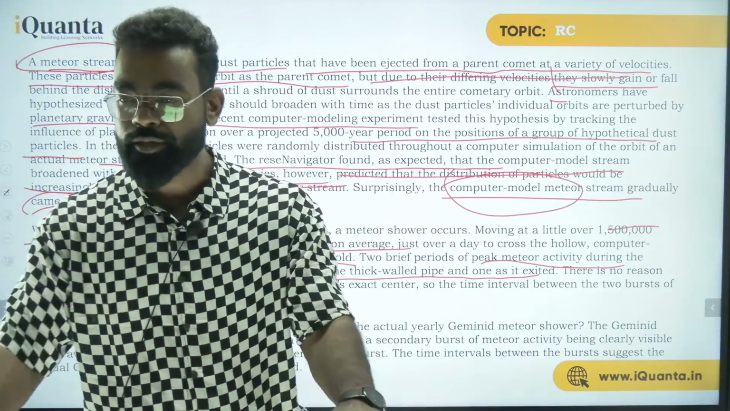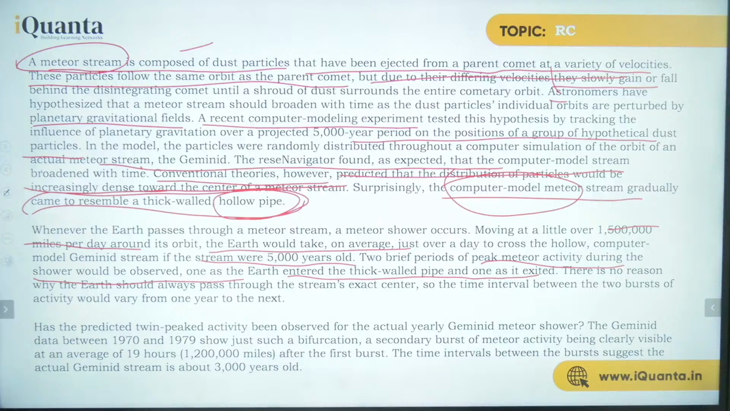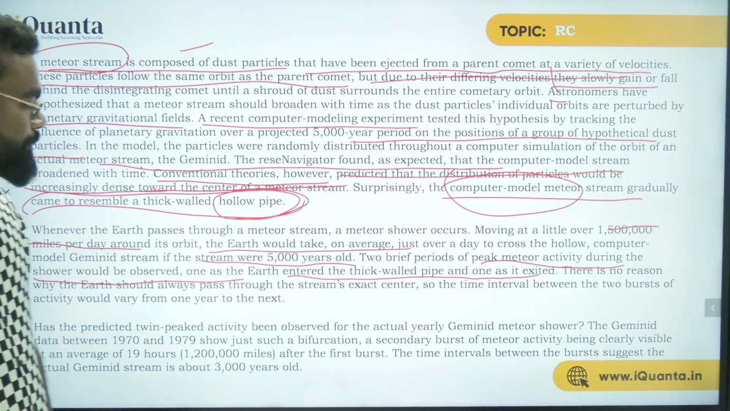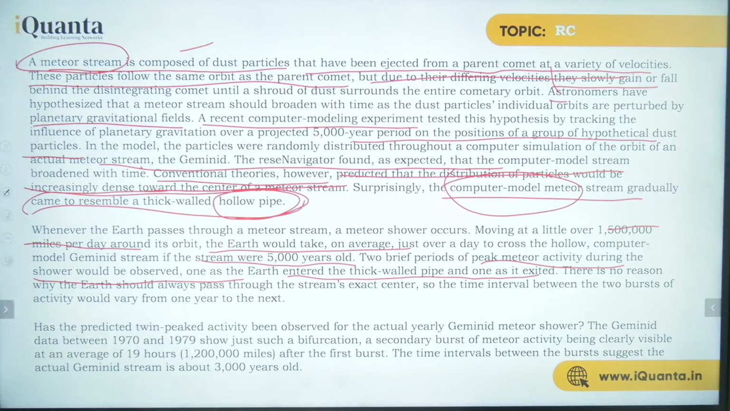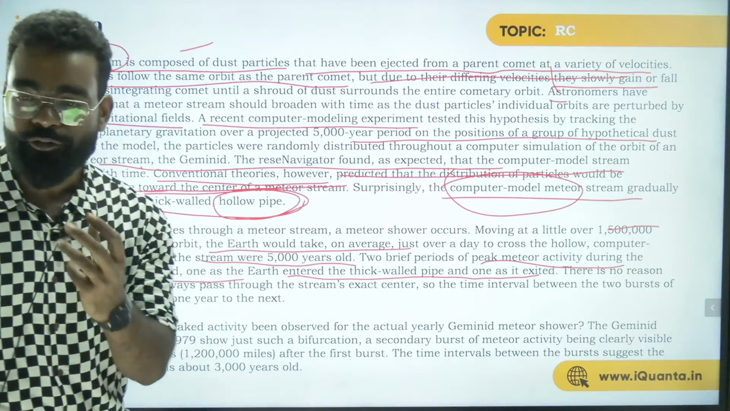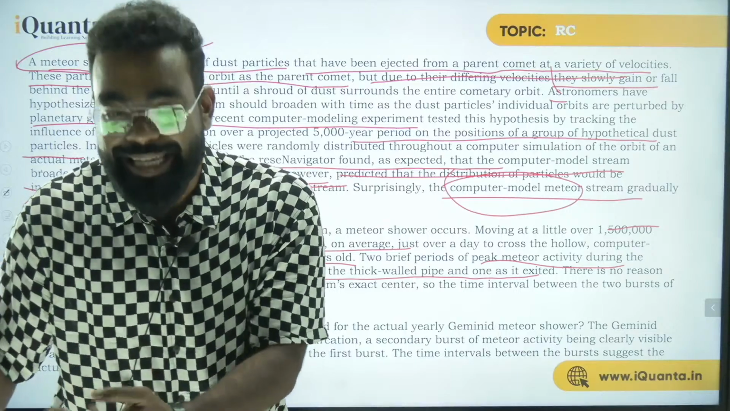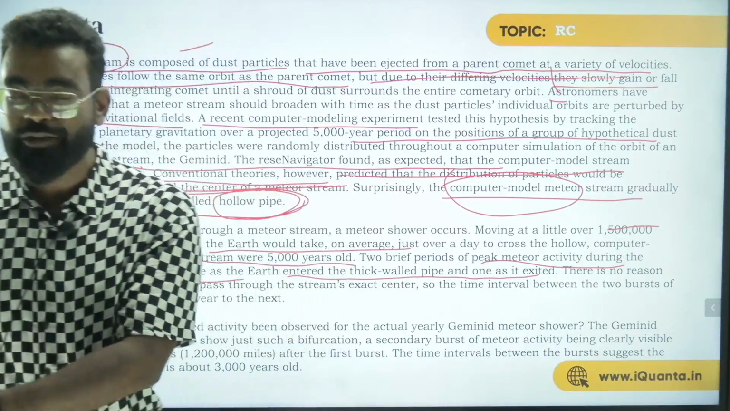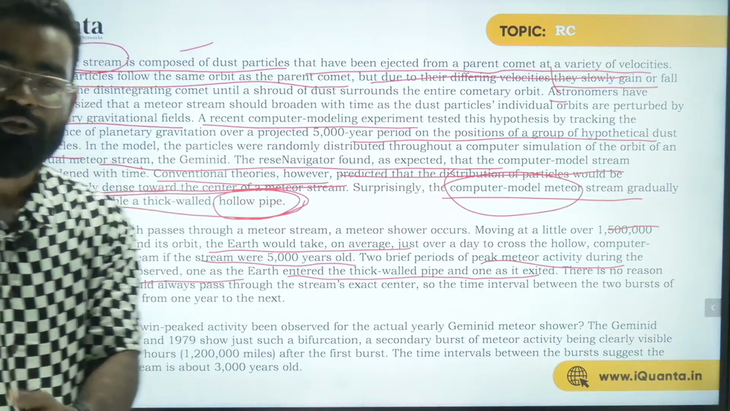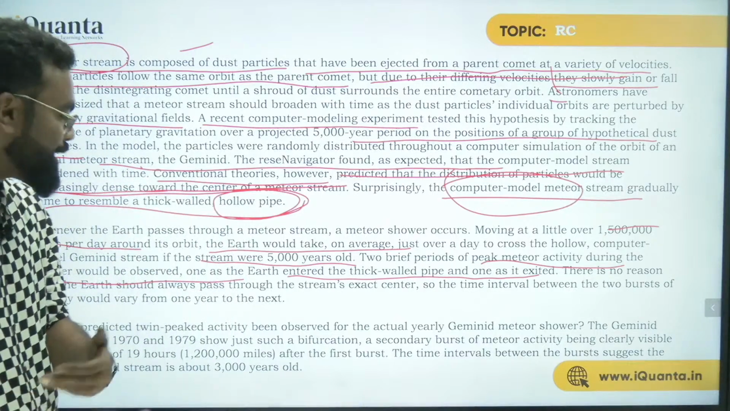Clear? Now come to the last question. Has the predicted twin peak activity been observed for an actual yearly Geminid meteor shower? Meaning, now they are saying whether it is not only a computer-based model, whether we have seen it in other cases also, whether we have actual data or not. So this is what we are basically trying to find.